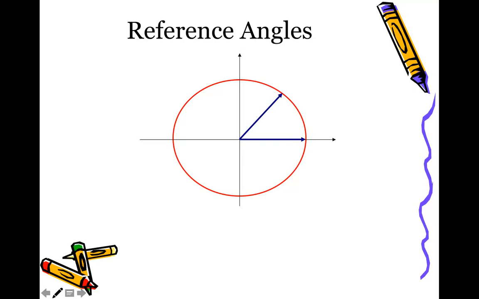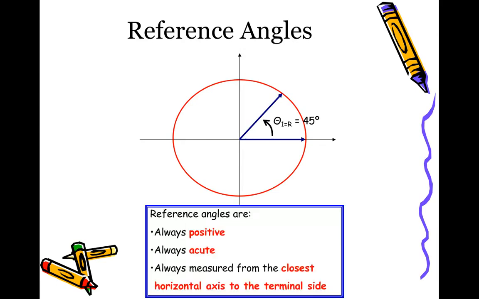So, reference angles. We talked about coterminal angles. So here, theta is a reference angle. It's 45 degrees. Things that we should know about a reference angle is that they're always positive, they're always acute, and they're always closest to the horizontal axis of where the terminal side is. So if you're in quadrant 2 or 3, your horizontal axis is going to be the negative x-axis. If you're in quadrant 1 or 4, your horizontal axis is going to be your positive x-axis.